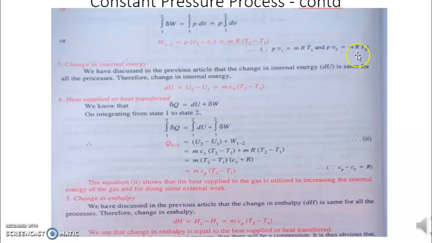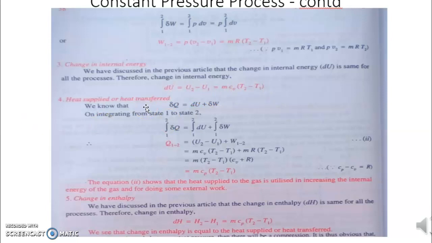From the general gas equation, this term can be completely replaced by mR into T2 minus T1. The change in internal energy is the same for all the processes, so we get U2 minus U1 equal to mCv into T2 minus T1.